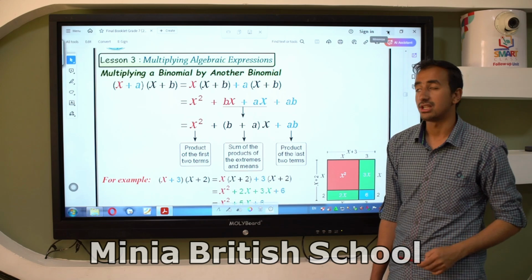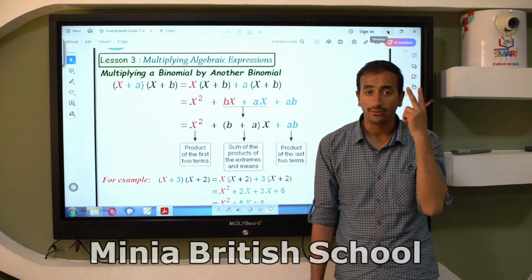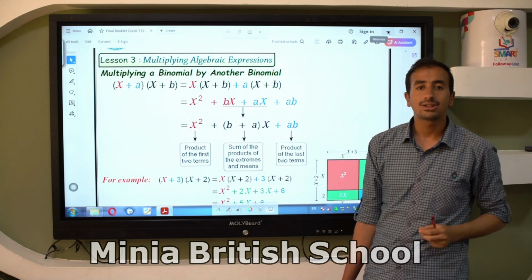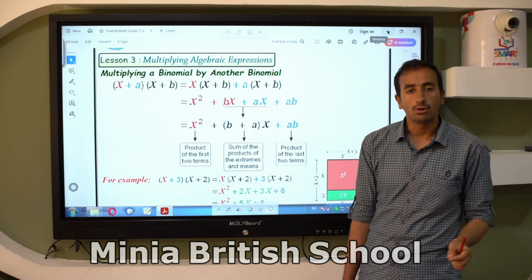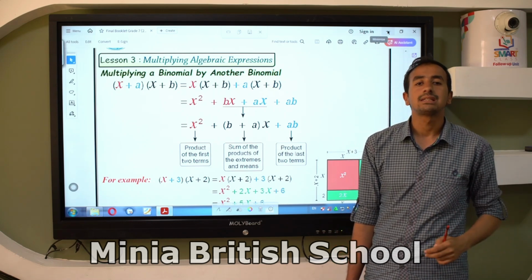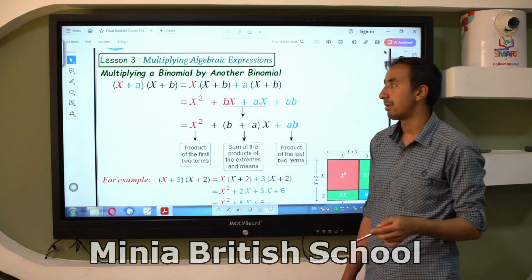Multiplying algebraic expressions. Here we have these two expressions that consist of more than one term. If they consist of two terms, it's called a binomial. If they consist of three terms, it's called a trinomial. And more than three terms, it's called a polynomial. Here we multiply a binomial by another binomial.